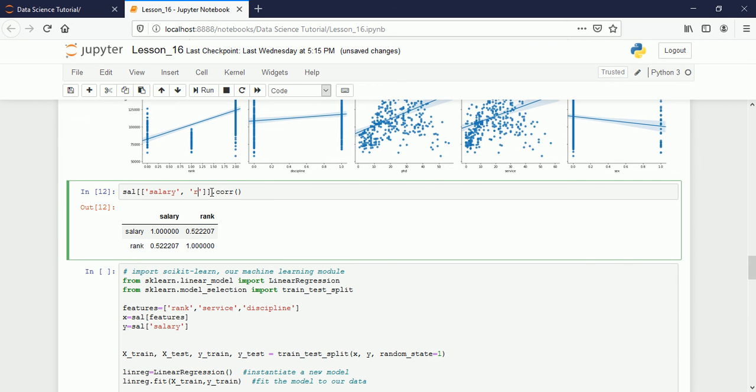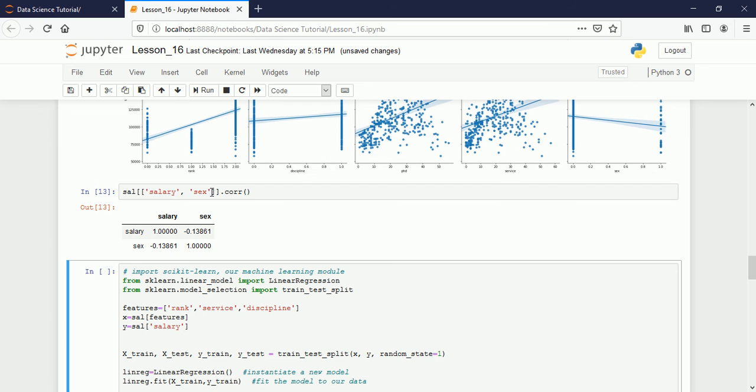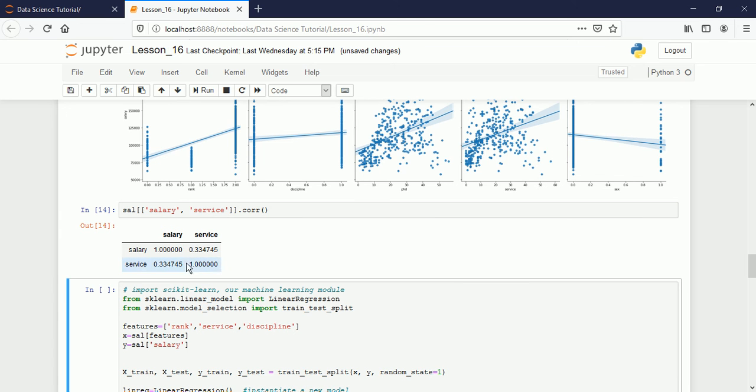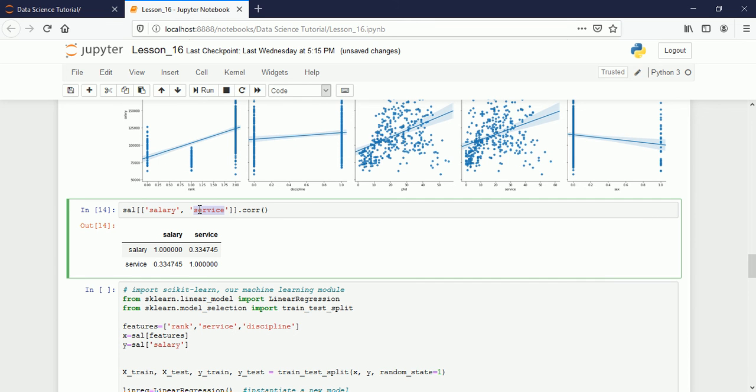Let me change this to some other feature like 6. See, here it is a negative relationship, so we can ignore this feature. We say no, 6 is not a feature that we have to take as an input for the model, because there is a negative relationship. Instead of that, let us see the service. In service also there is a positive relationship, friends, and here it is 0.3. This we can consider as a feature or a predictor.